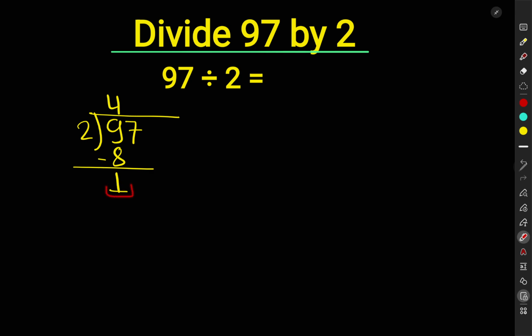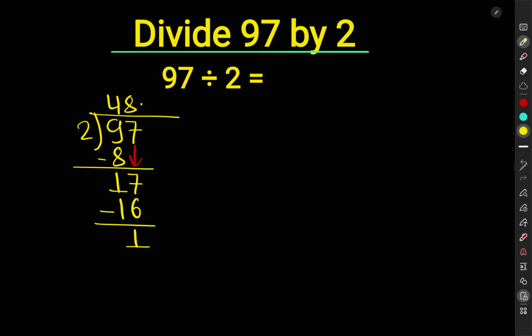So now this 1 is less than 2. So we bring down the number beside this, 7. So now it became 17. So 2 times 8 means 16. On subtracting we get 1. So again this 1 is less than 2 and there is no other number beside.